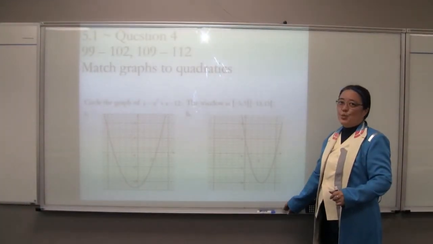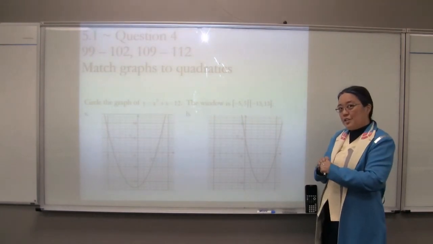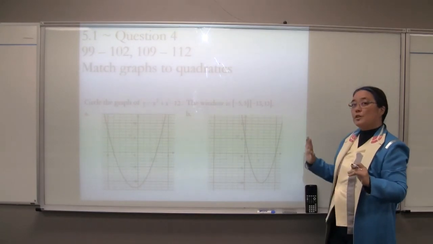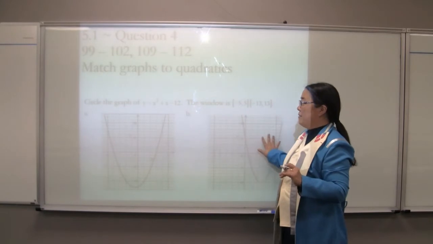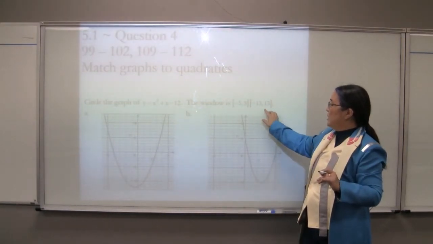Chapter 5, Section 1, Question 4. Now, this is on a no calculator section. So I'm going to show you how to do it without the calculator. I'm also going to talk to you about how to do it with the calculator. So the first thing is it says circle the graph of that equation. And the window is this.